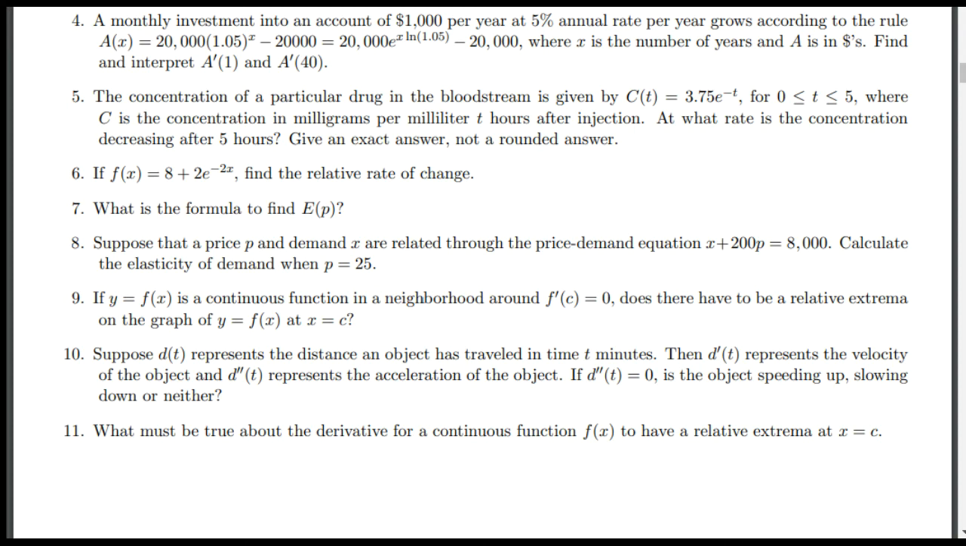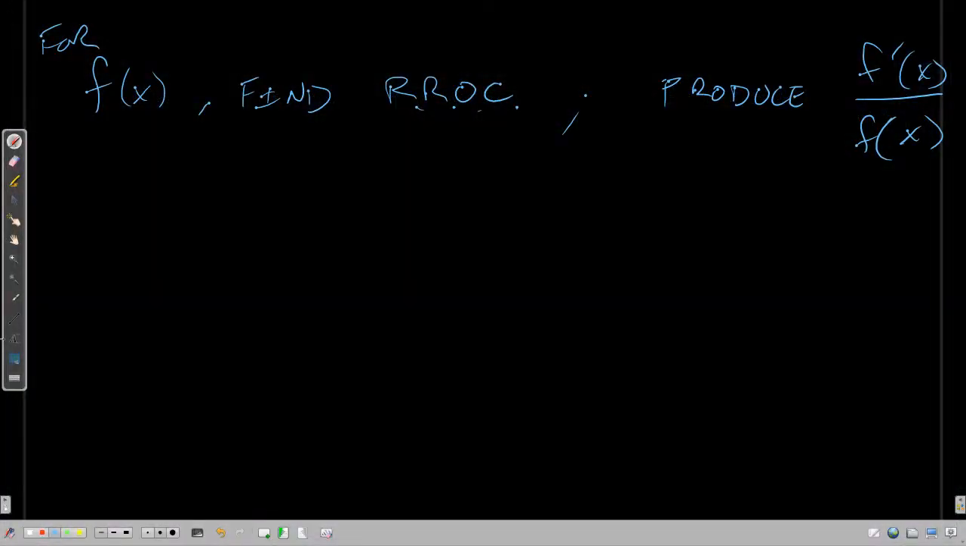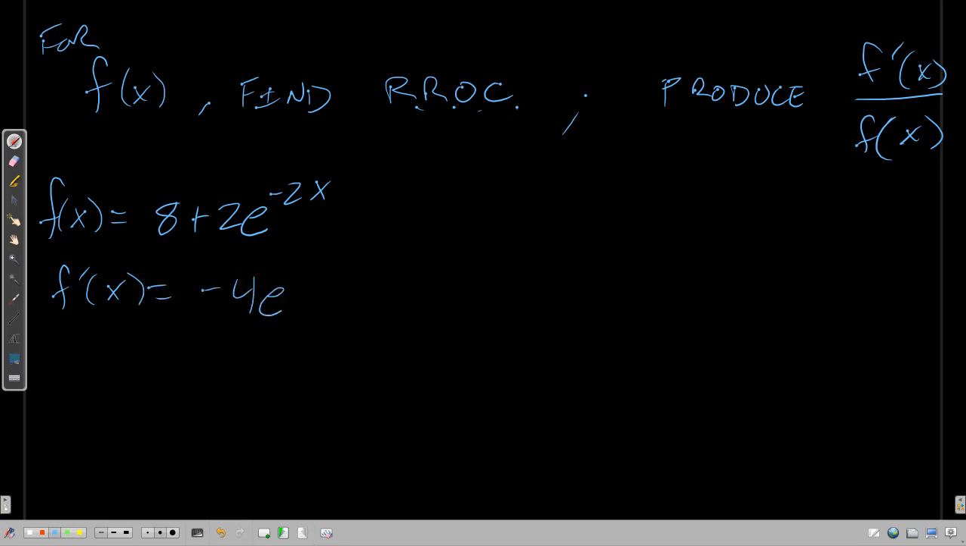The function is 8 plus 2e to the minus 2x. So my function is 8 plus 2e to the minus 2x. Then the derivative would be minus 4e to the minus 2x. And my relative rate of change would be the minus 4e to the minus 2x over the original function.